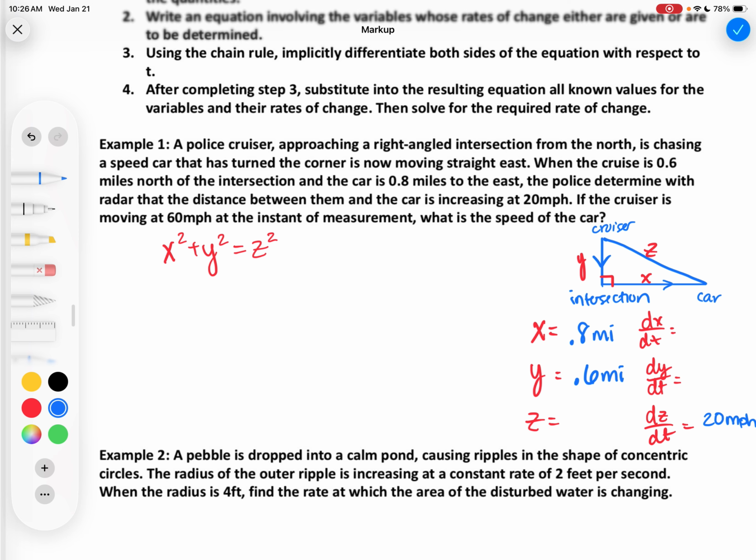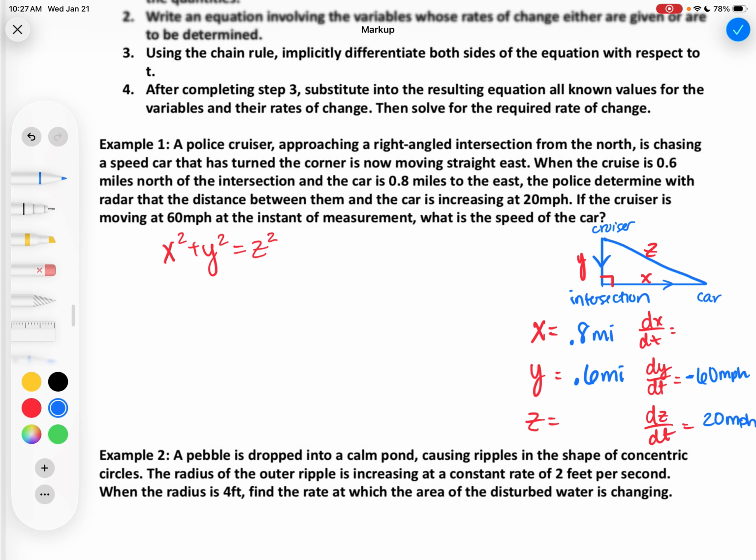So then it says, if the cruiser is moving at 60 miles per hour at the instant of measurement, what is the speed of the car? So that means dy/dt is 60 miles per hour. And let's see, they're technically from the north traveling south, so that means that this would be a negative 60. So kind of like in physics, directions are going to give us positives and negatives as well.